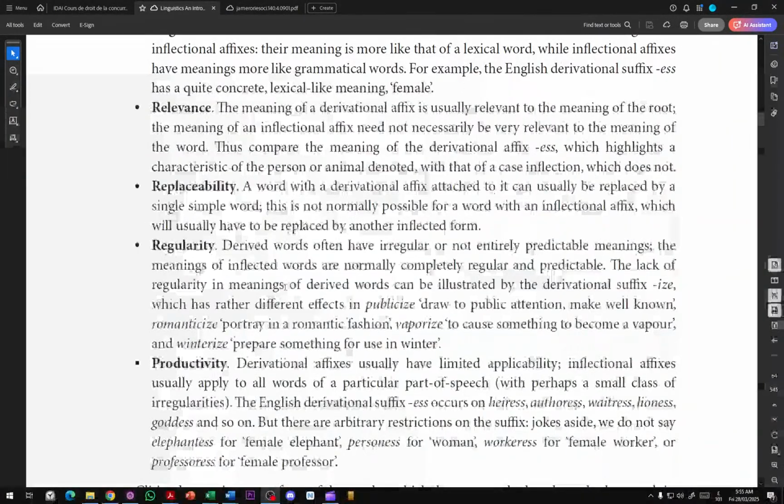Inflectional affixes usually apply to all words of a particular part of speech. Oh, I got it. With perhaps a small class of irregularities.